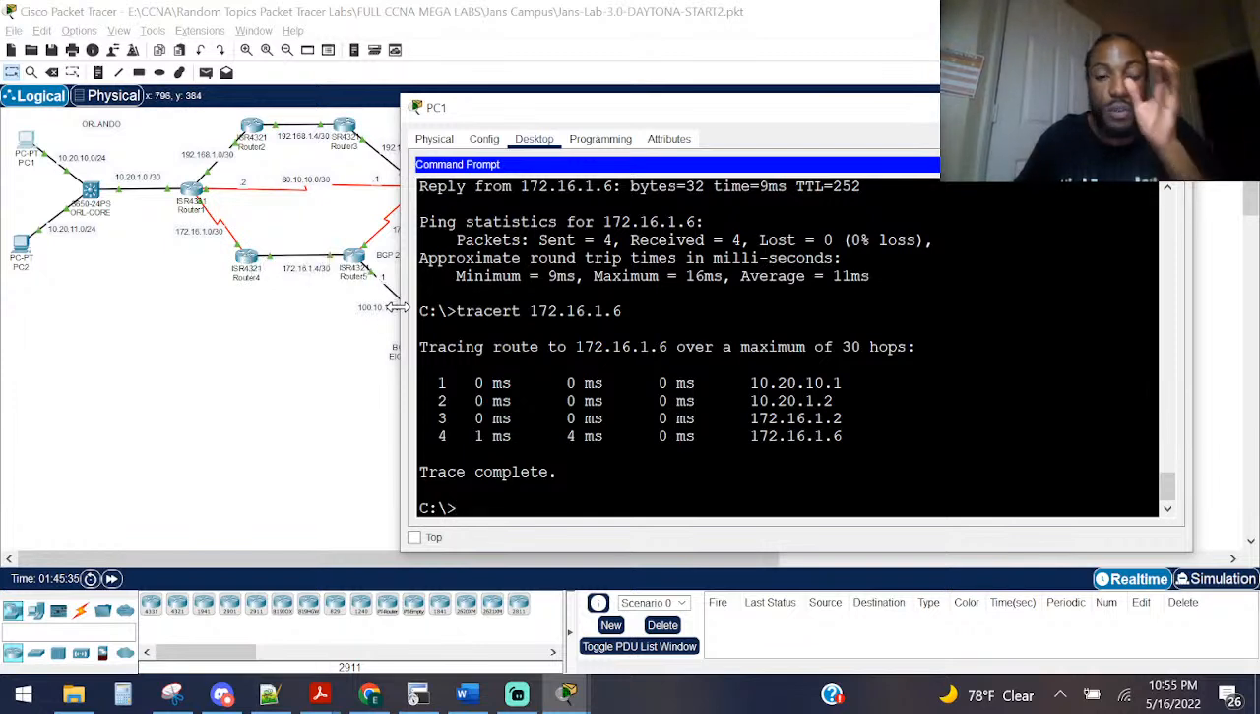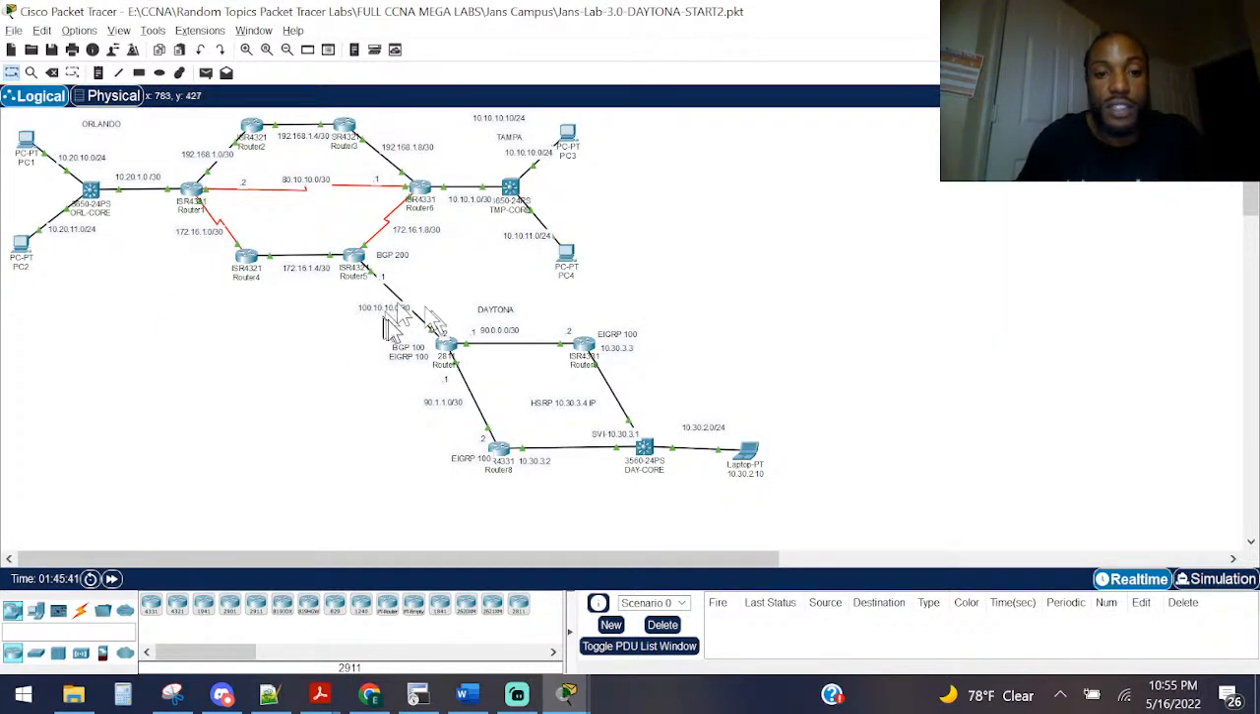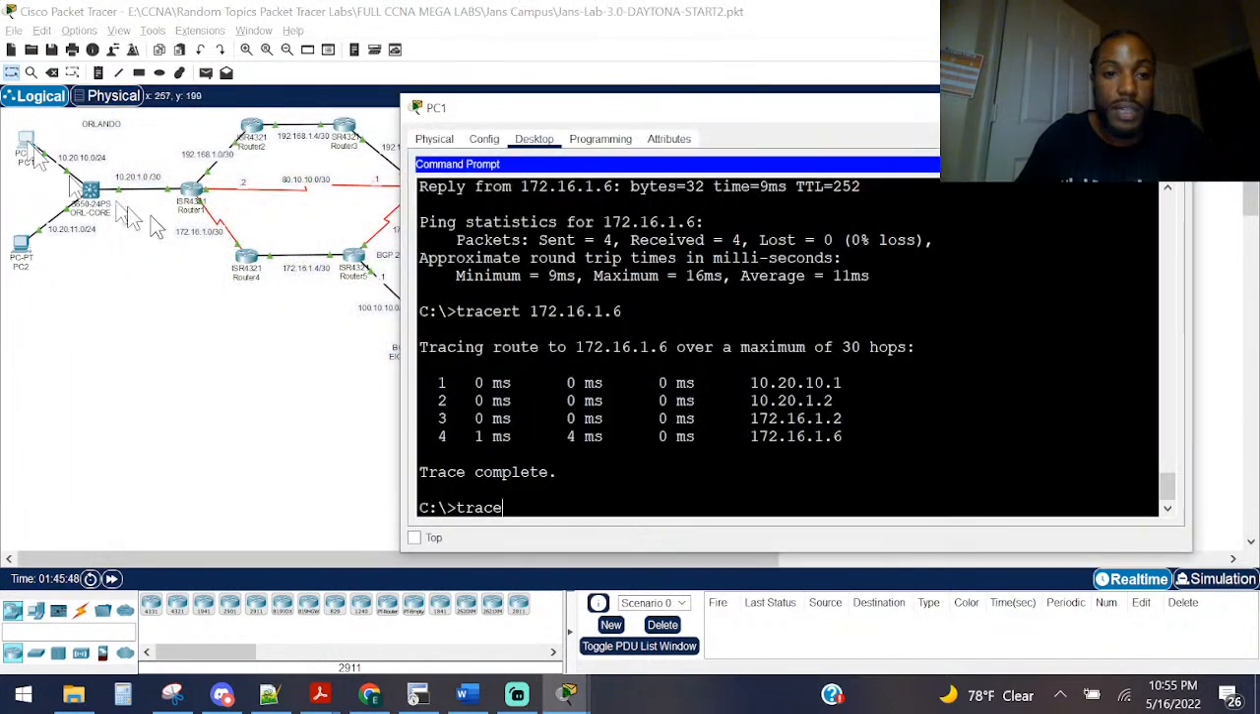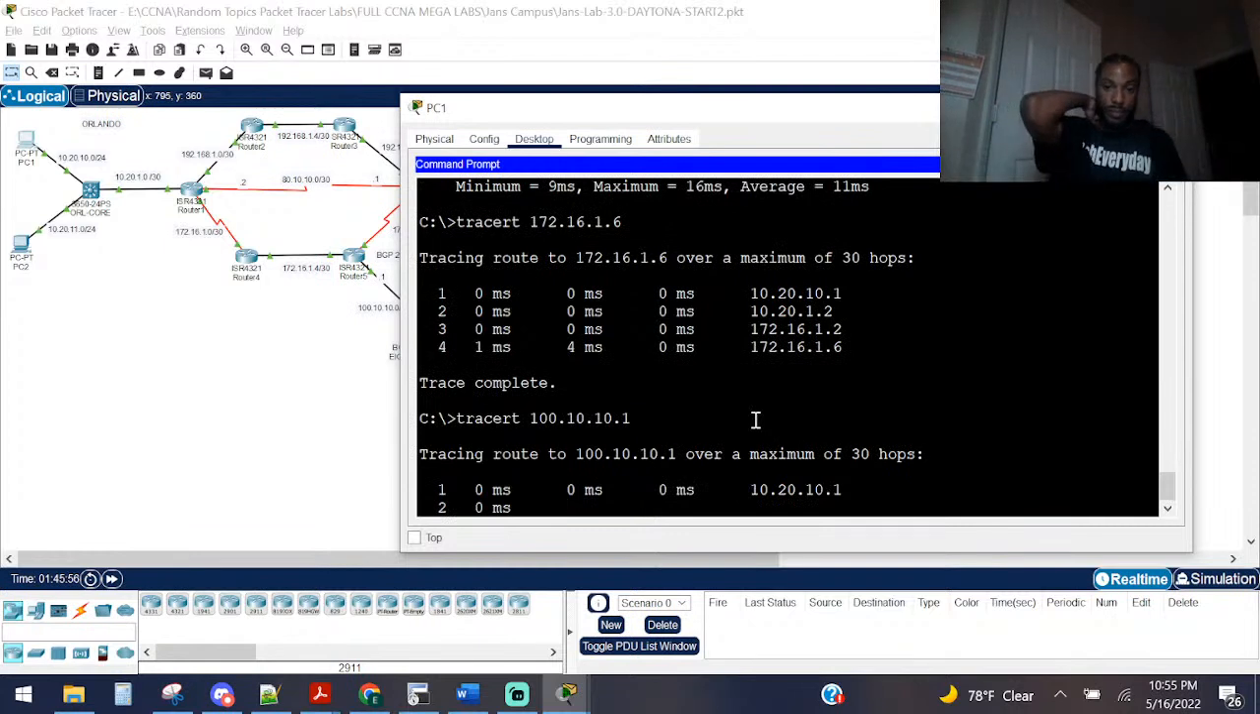But if I trace route to the 100 network, which sits between router 5 and 7, where does it die? Let's see. 100.10.10.1. See, that's why I don't really like trace route, because it just dies there and doesn't tell me anything. Where does it die at?